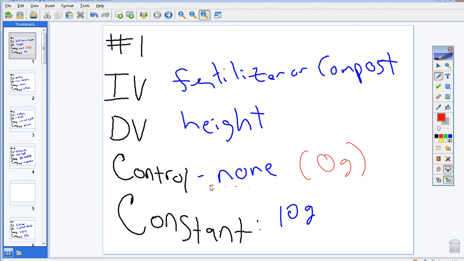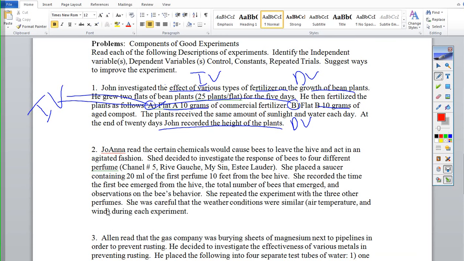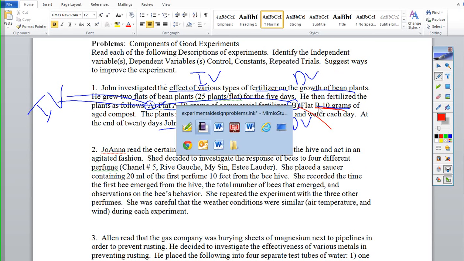What about your constant? Amount of water and sunlight each day. Not the most important one. Repeated trial? Or no? Well, you're just yelling out things. Now think about what you're saying. What value did he use for A and B? 10 grams. Now, yes, it does say same amount of water, but the most important constant is this right here. Let me just switch to the other one. It's the most important one, 10 grams.